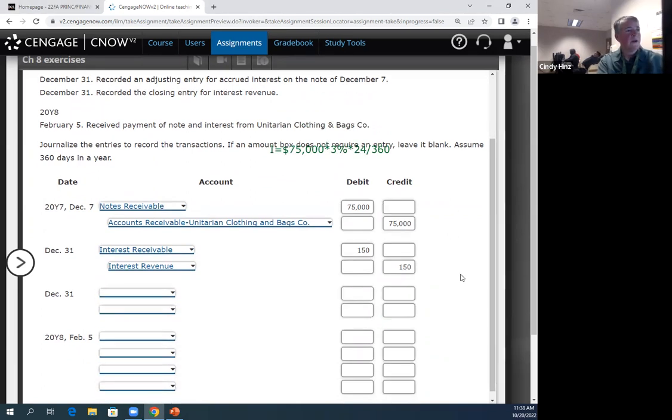We're then asked to record the closing entry for the interest revenue. So this is just one piece of the closing entry, but it's really just to remind us that at the end of the year, that interest revenue account, being a temporary or nominal account, needs to be zeroed out or closed. So how do we close the account? It had $150 in there on the credit side. We need to debit that account $150. Where does it go? Well, it becomes part of income and it goes to retained earnings.